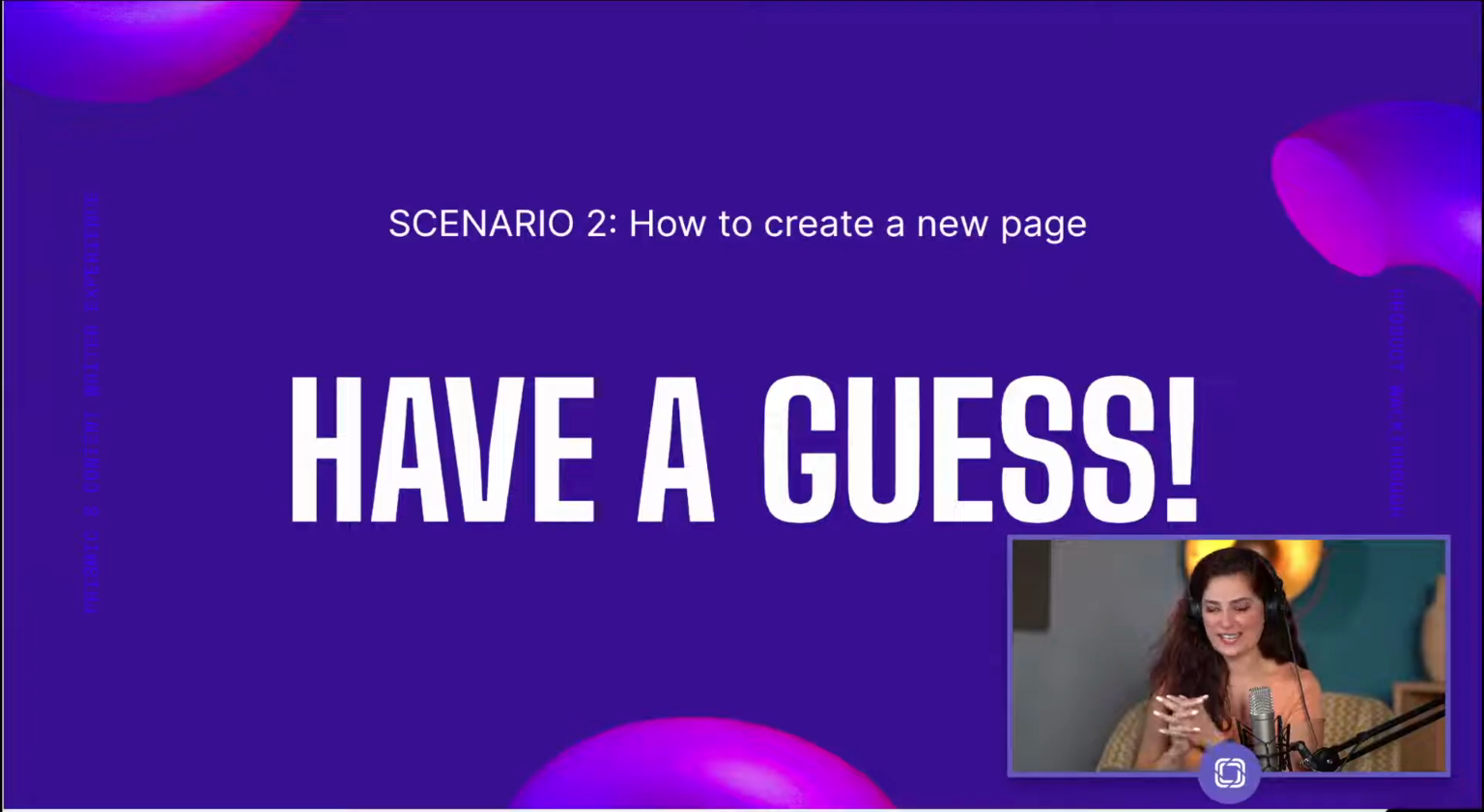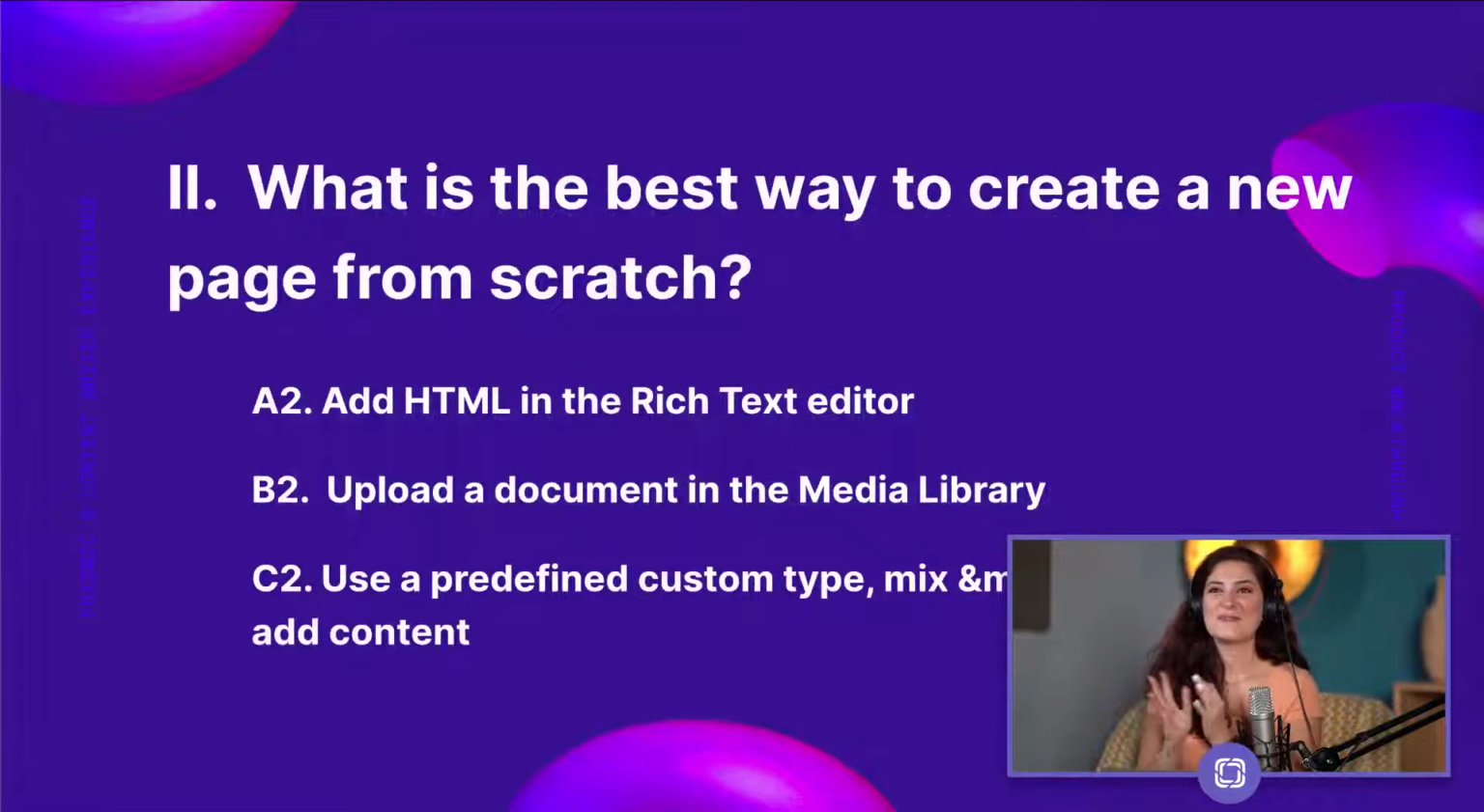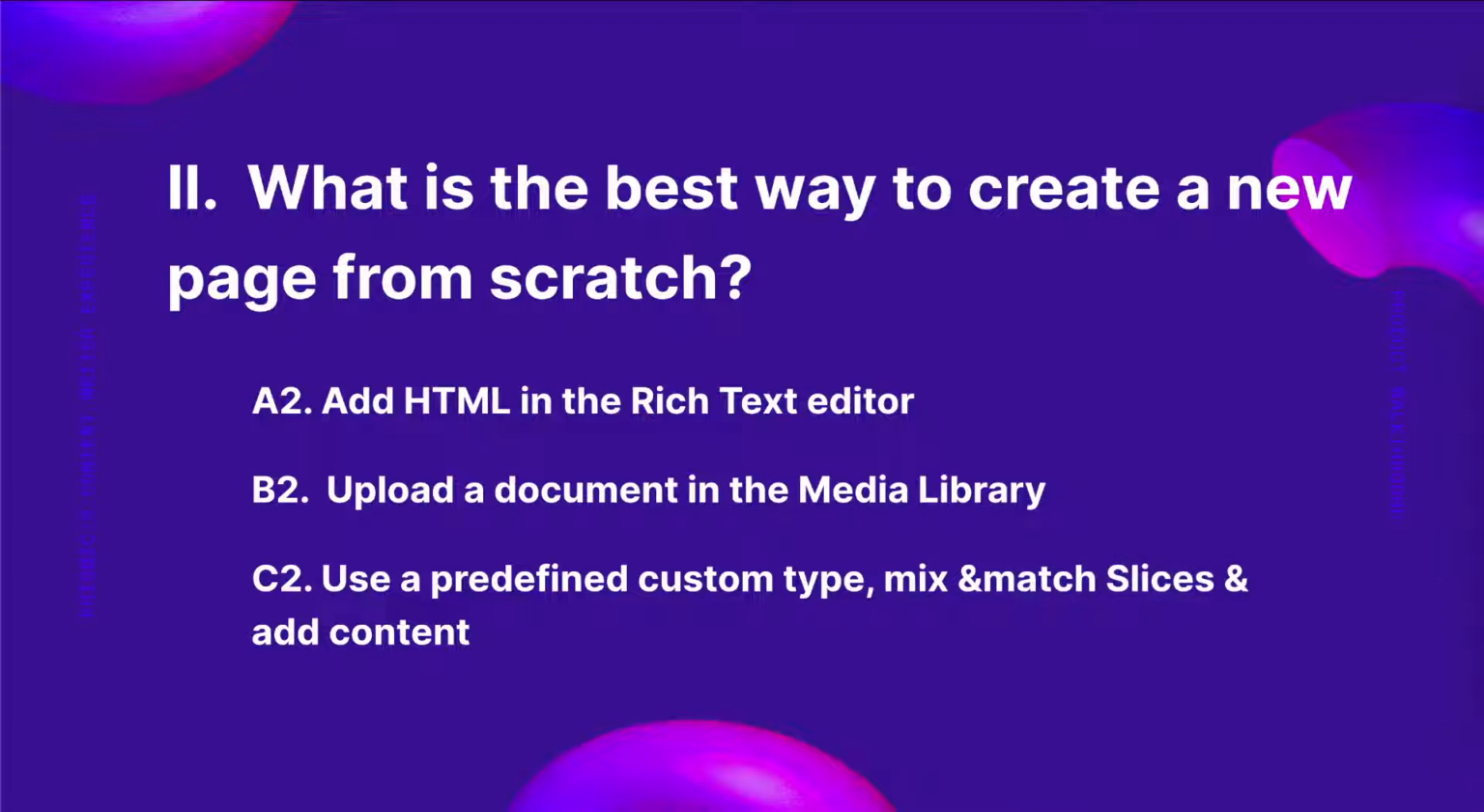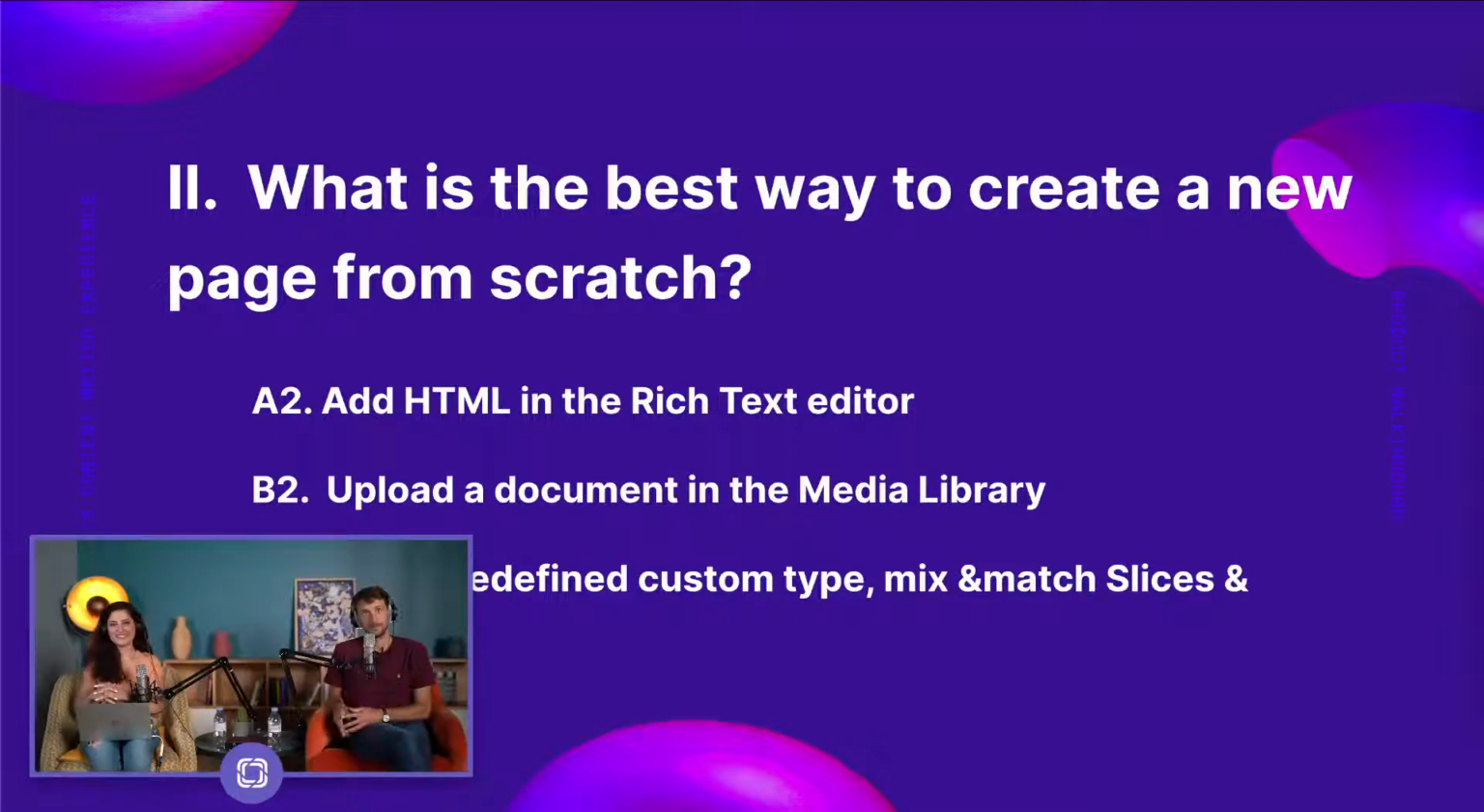Okay, so the second scenario has been done. And try to guess again. We just created a new page from scratch, and I want to make sure that you were able to understand every word I said and I didn't speak gibberish. So the question is, what is the best way to create a new page from scratch: add HTML in the rich text editor, upload a document in the media library, or use a predefined custom type, mix and match slices, and add content? I'm guessing the tone gives it away, but I just want to see what people answer in the chat.